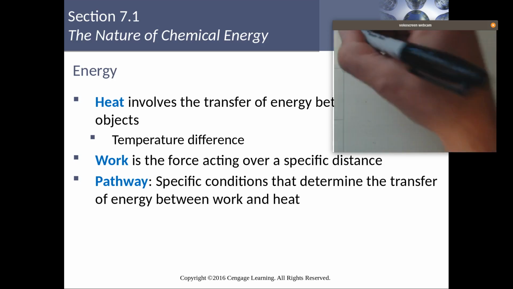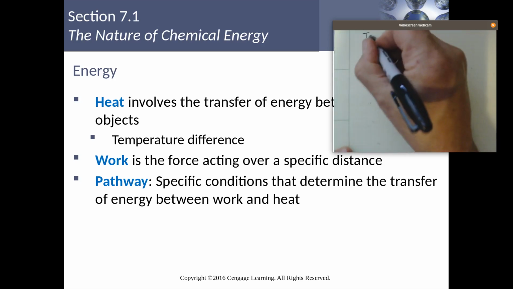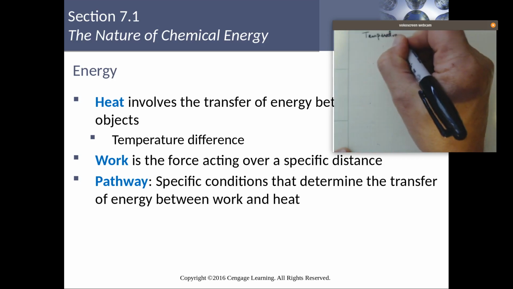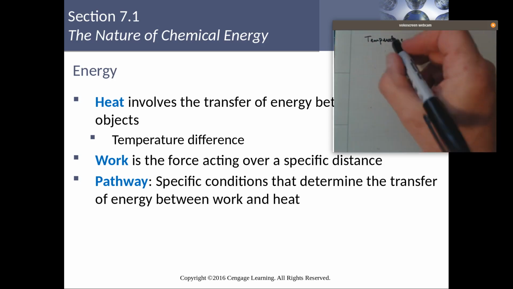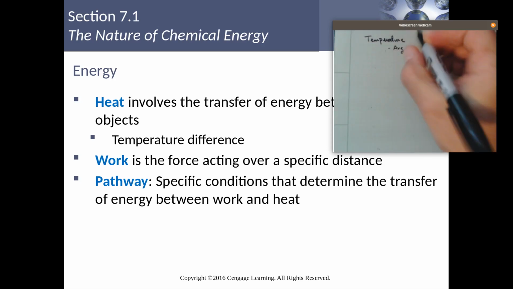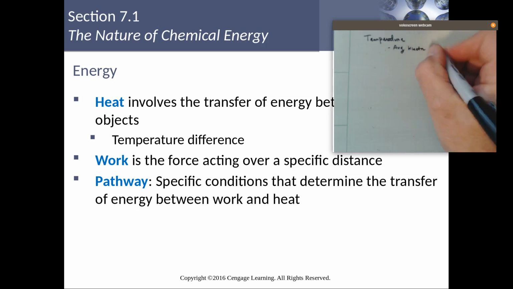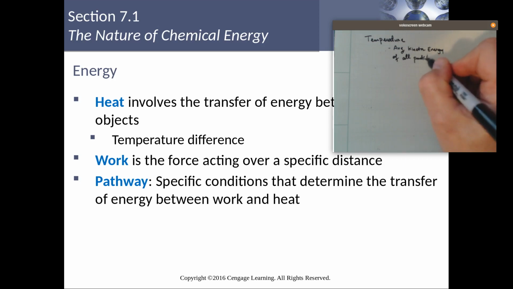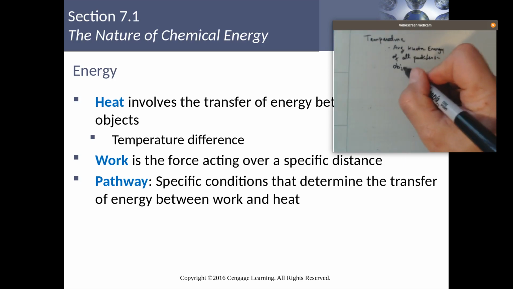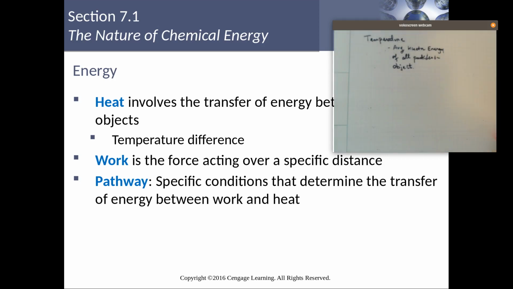Temperature in the thermodynamic sense is really a measure of the average kinetic energy of all the particles in the object. It's a measure of how much motion is going on in the atoms of that object.